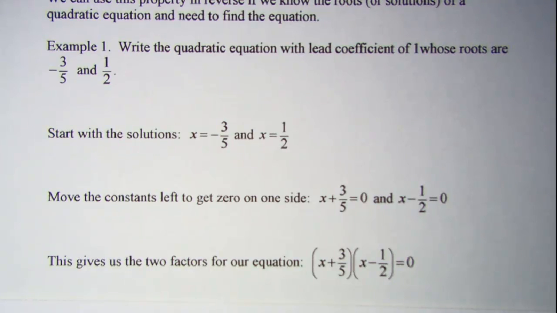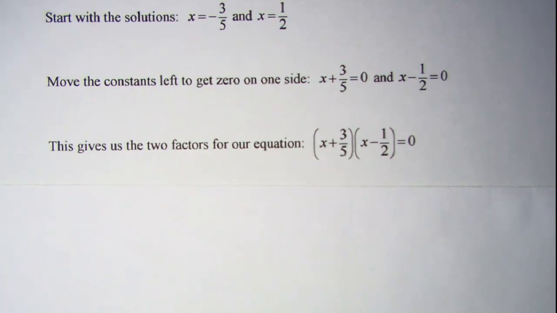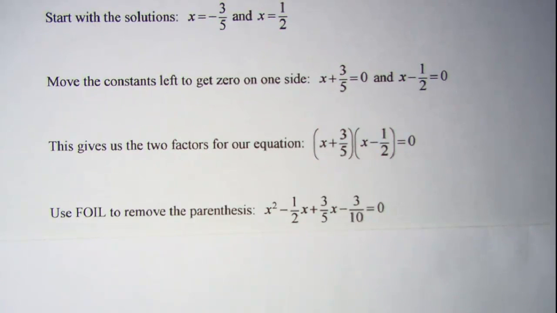So we know now that our equation is the quantity x plus 3/5 times the quantity x minus 1/2 is equal to 0. All we need to do now is multiply this out and simplify, and we'll have our quadratic equation. So use FOIL to remove the parentheses.